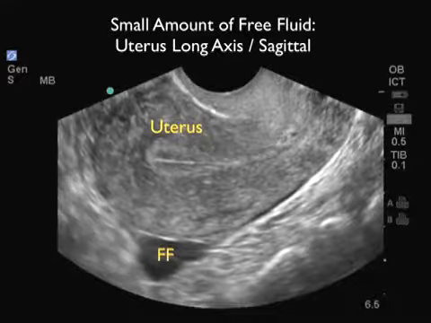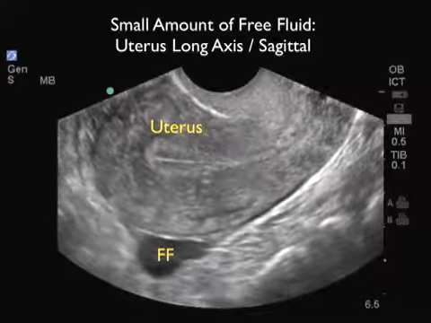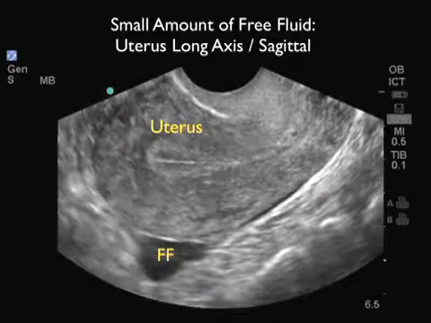And we can see here that this is tracking less than 1/3 up the posterior wall of the uterus, thus defined as less than 1/3 or a small amount of free fluid.